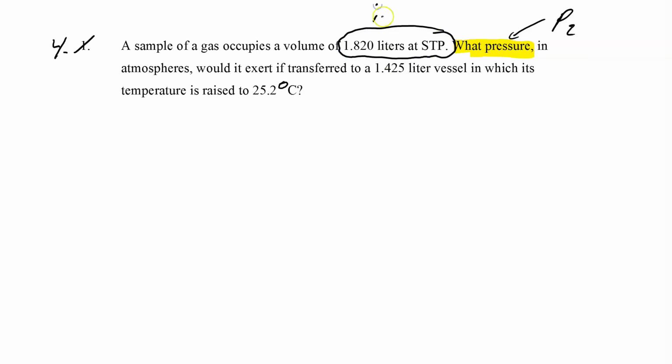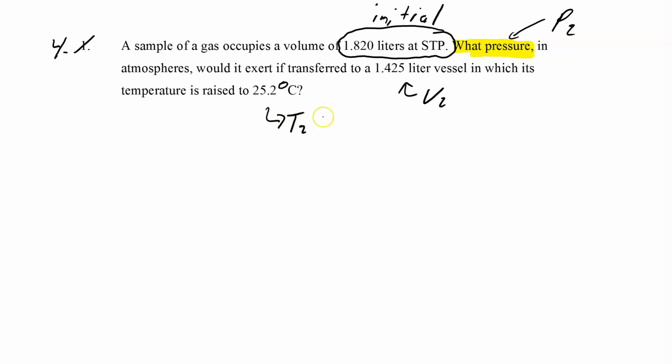because our first sentence again gives us our initial conditions for this gas. We're told that the gas presently occupies a certain volume, 1.820 liters, at standard temperature and pressure, so we know those values. We're given the final volume, V2, and we're given the final temperature, T2.